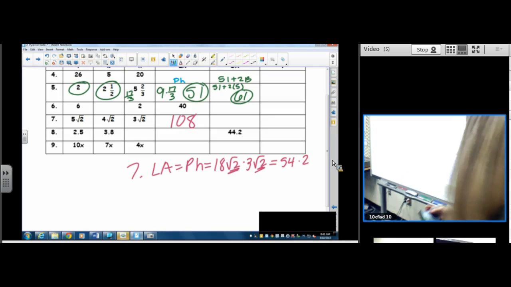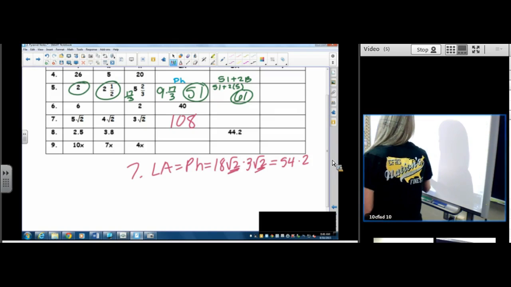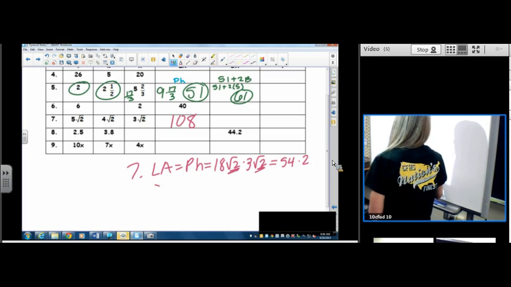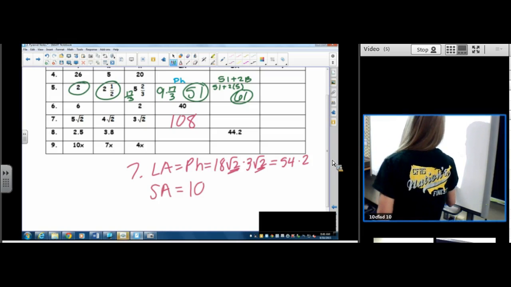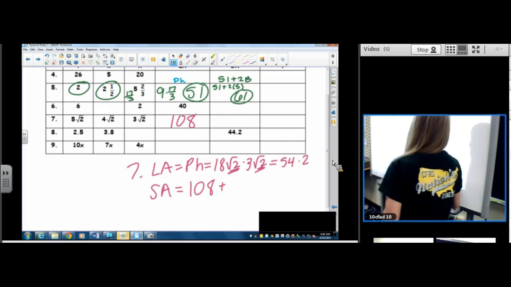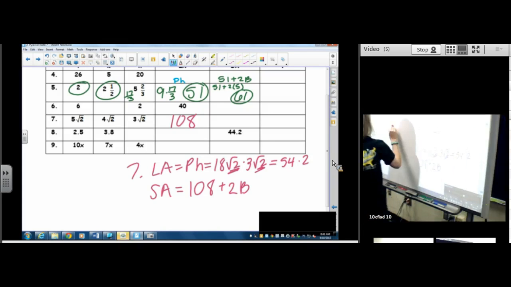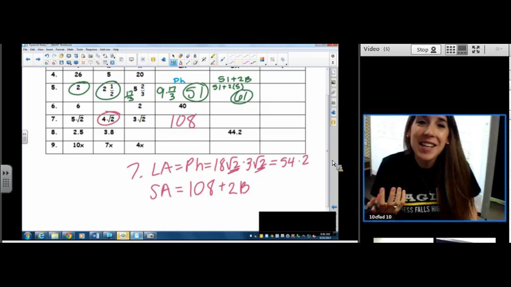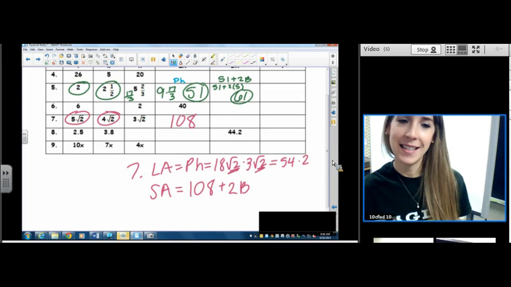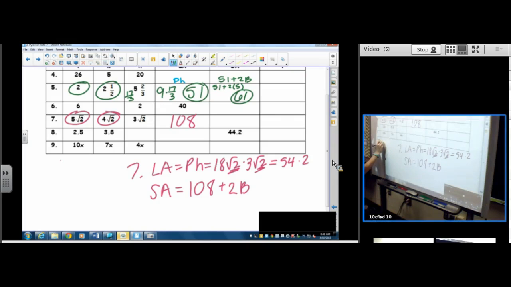I'll keep going. Number 7, so we have the surface area is going to be what we already found, plus 2, oops, that's a 3, plus 2b. So let's find the area of the base on number 7. It's still a rectangle, so it's length times width. So it is 5 root 2 times 4 root 2.